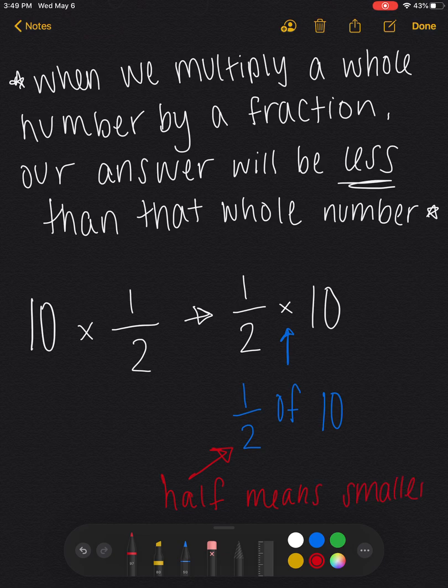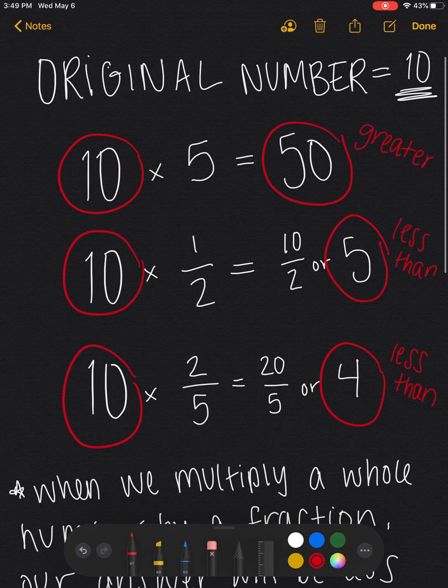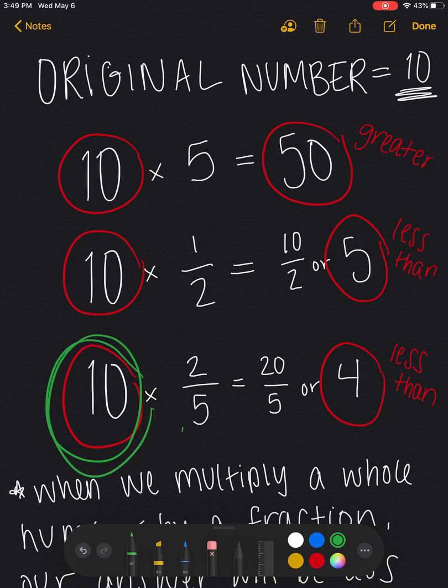So that's why when we take a fraction, so say I wanted 1/5 of 10, I only end up with a little bit of it because I'm taking a fraction of it. I'm taking a piece of it, so it's less. So just to review, when we multiply a whole number by a fraction, we end up with something less. And this is because our fraction tells us to take a portion of our whole number.